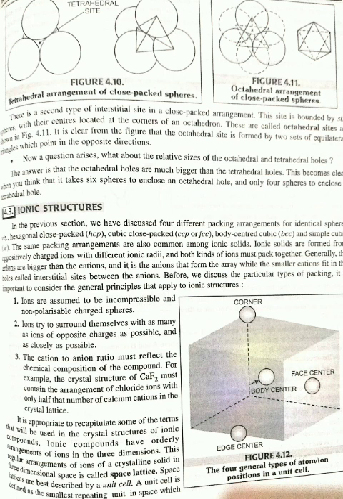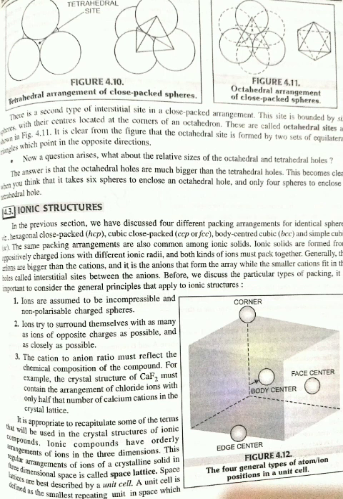Before we discuss the particular types of packing, it is important to consider the general principles that apply to ionic structure. First, ions are assumed to be incompressible and non-polarizable charged spheres. Second, ions try to surround themselves with as many ions of opposite charge as possible, and as closely as possible. Third, the cation to anion ratio must reflect the chemical composition of the compound. For example, the crystal structure of CaF2 must contain the arrangement of fluoride ions with twice the number of calcium cations in the crystal lattice.